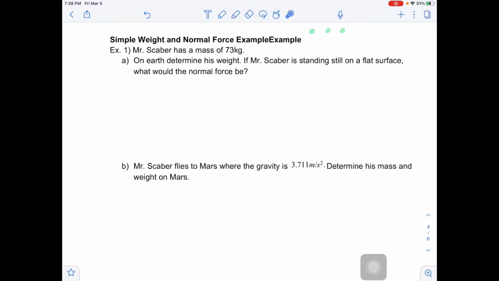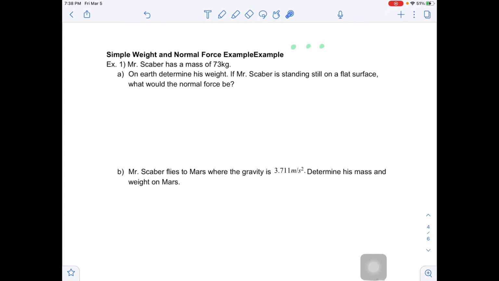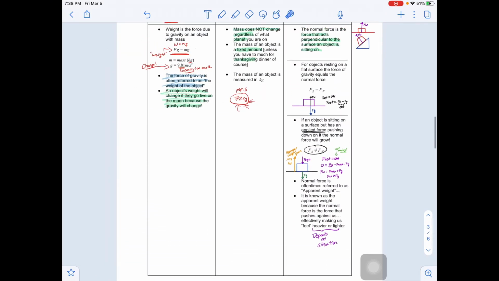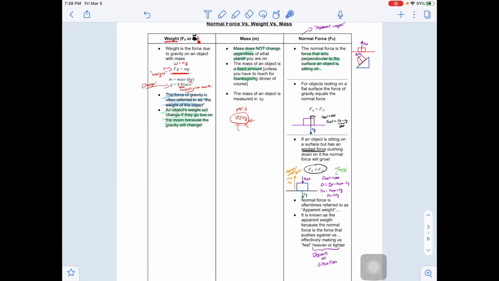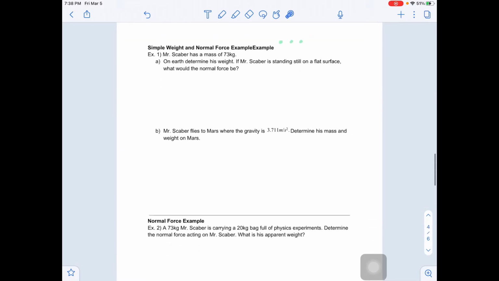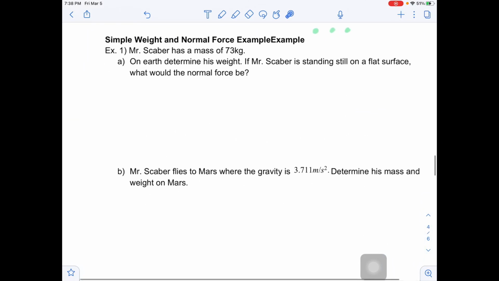In this video, we're going to do some examples that have to do with weight and normal forces. Hopefully you've watched the above video where we describe and explore all the differences between weight, mass, and normal force, and how weight is sometimes, or force of gravity is referred to as weight, whereas sometimes the normal force is referred to as the apparent weight. So let's look at some questions here.